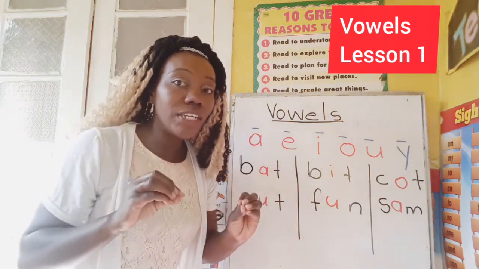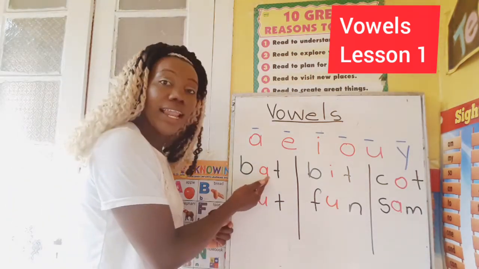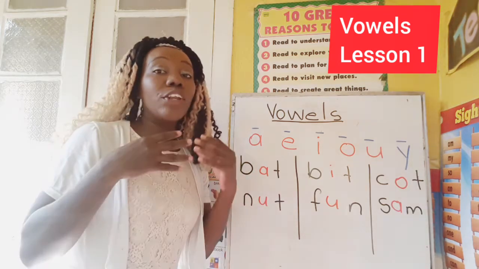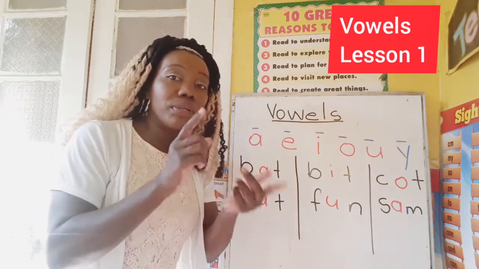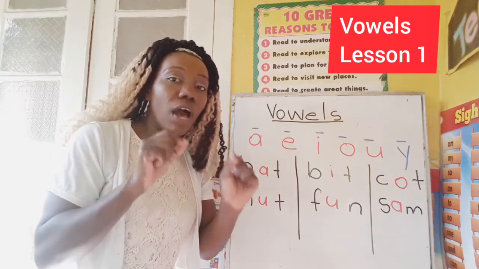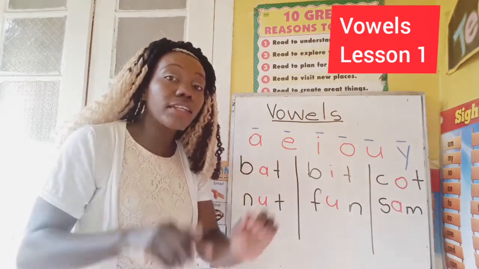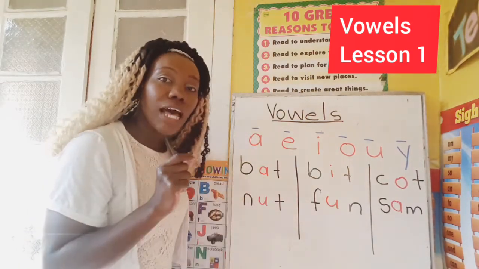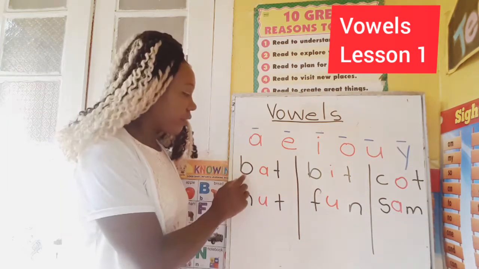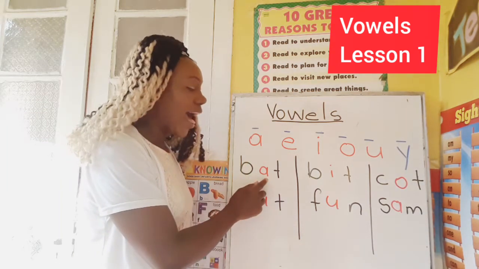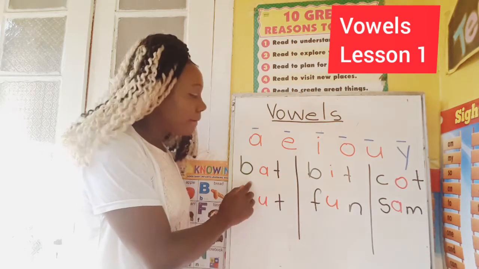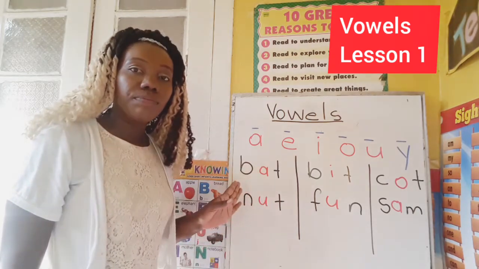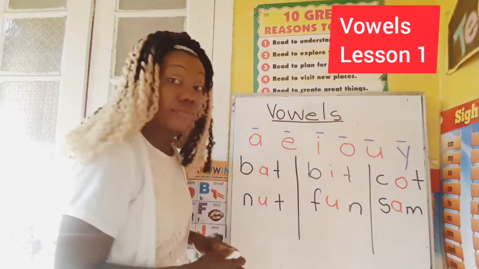And you get the short vowel sounds when the vowel is between two consonants. So when you're reading a word and you see the vowel between the two consonants, then the vowel normally makes the short vowel sound. So let's look at this word. Let's make the sounds of each letter in this word. B, A, T, bat. And which of these letters is the vowel? The letter A.